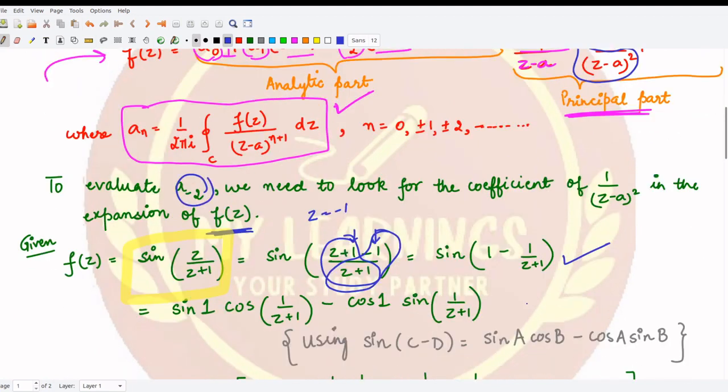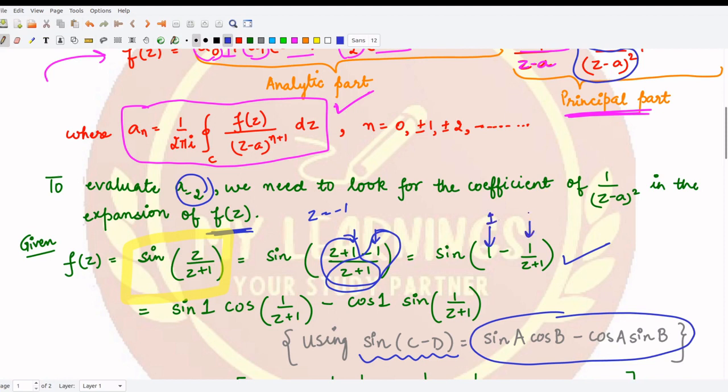Now you know the expansion for sin(c - d). The formula you already know, that is sin a cos b - cos a sin b. So using the formula, your c is 1, and what is your d? d is 1 upon z + 1, correct? And actually in the formula here it should be a and b, but it is quite okay to write it like this. Fine. So when you expand it, we have these terms.